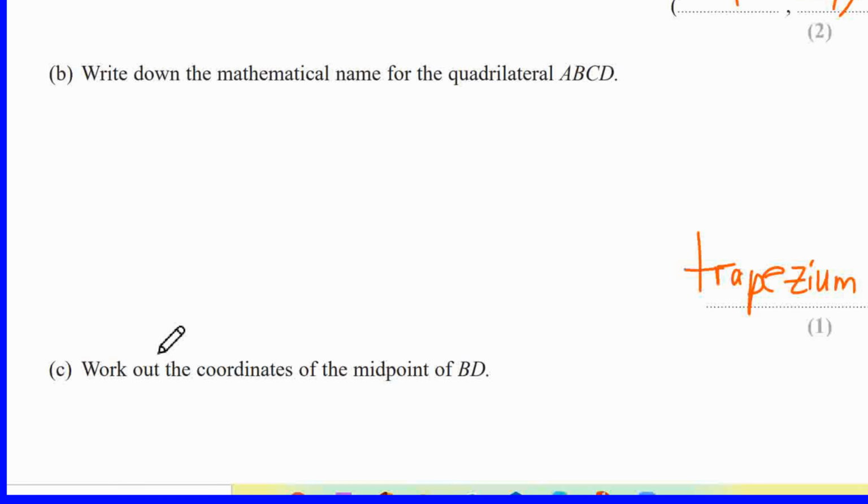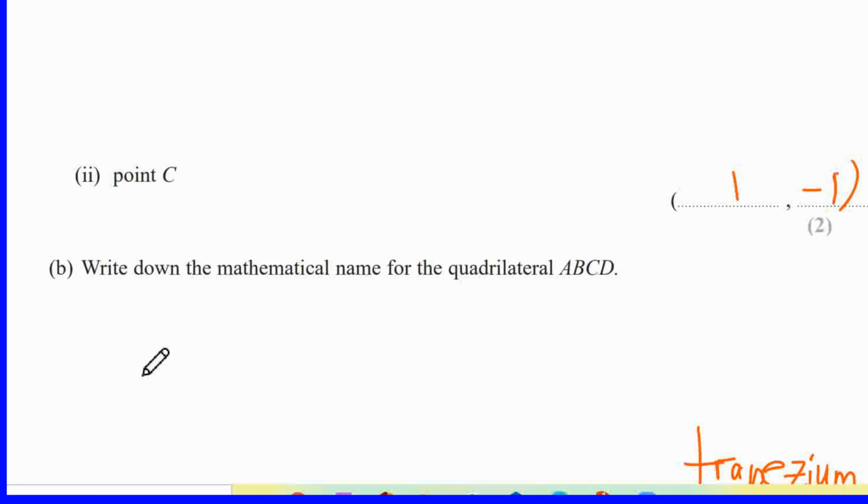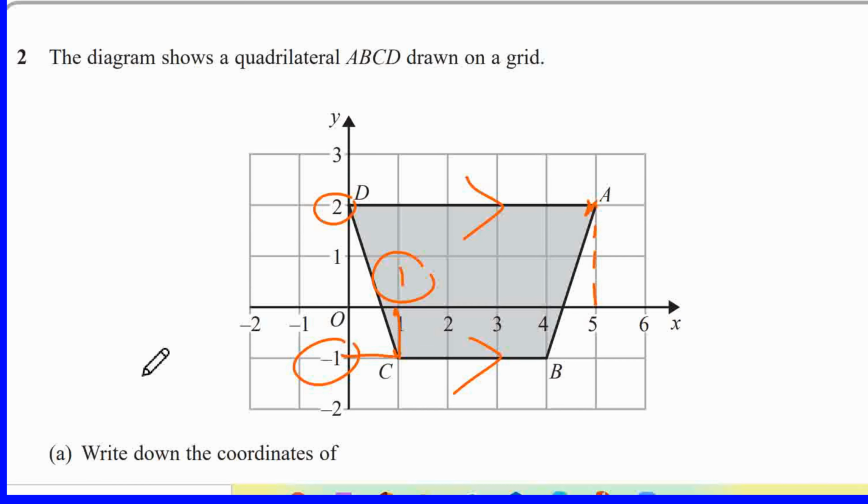Next number, work out the coordinates of the midpoint of BD. BD here, line BD. So D is (0, 2), while B is (4, -1). The midpoint is somewhere in here.